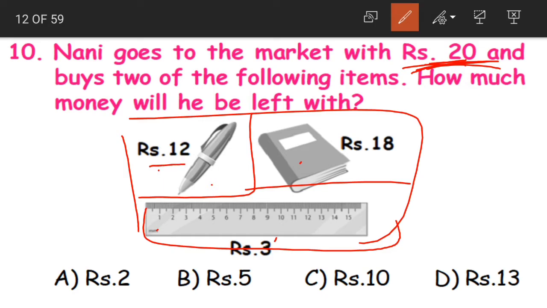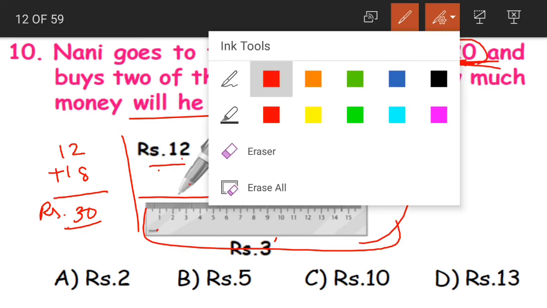Suppose we take a pen and a book. They have not mentioned which 2 items, children. We should find out which 2 items he can buy with this 20 rupees. If we take the pen and book, 12 plus 18, the total cost would be 30 rupees. Is this possible? Can Nani buy these 2 together? No, because he has only 20 rupees.